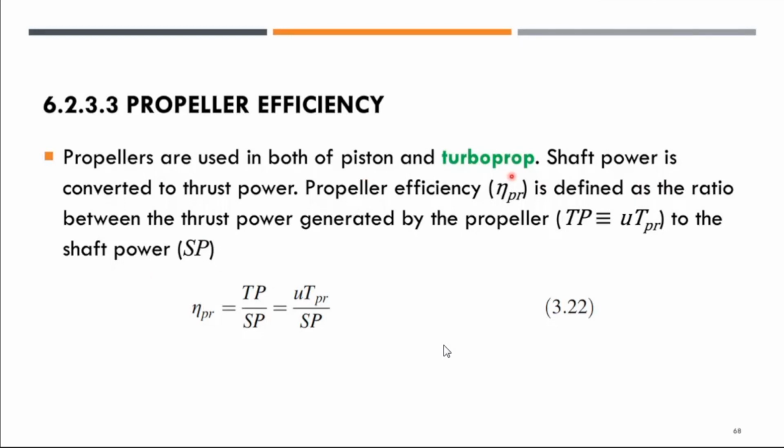Shaft power is converted to thrust power, and the propeller efficiency is defined as the ratio between the thrust power generated by the propeller, TP, which is equal to U times TPR, the velocity times the thrust power generated by the propeller, to the shaft power SP. So this is the expression for a turboprop or piston engine.